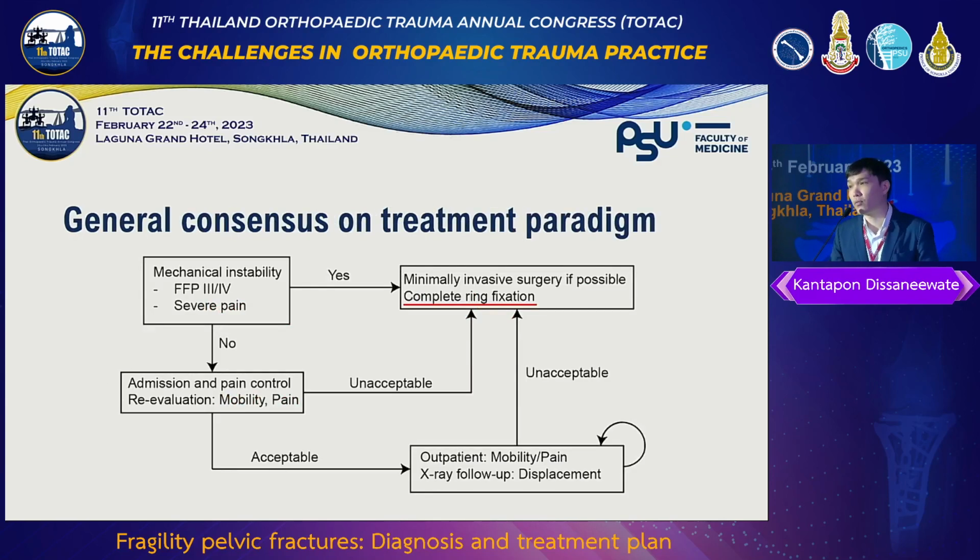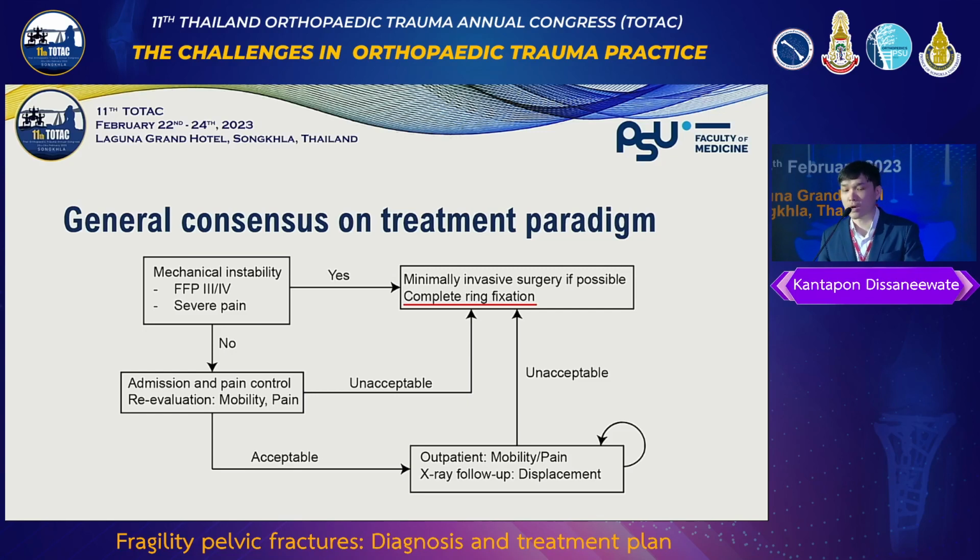So what can we gain from all of this? The general consensus of the treatment paradigm is that in patients with mechanical instability, such as type 3 and type 4 FFP, or patients with severe pain, we can go ahead and do minimally invasive surgery if possible. The emphasis is on complete ring fixation, both anterior and posterior.